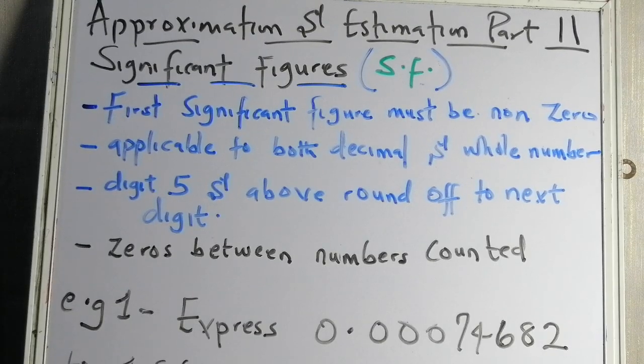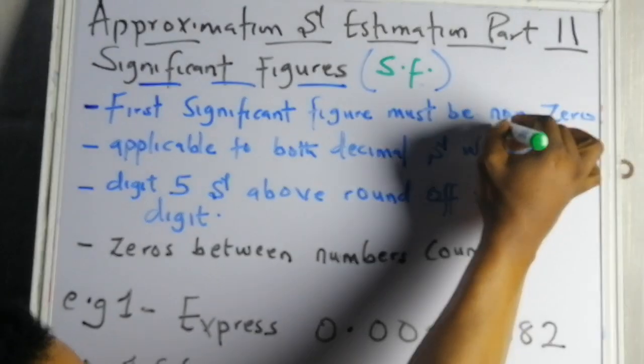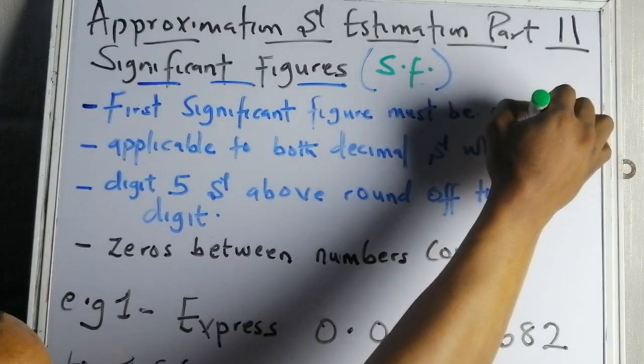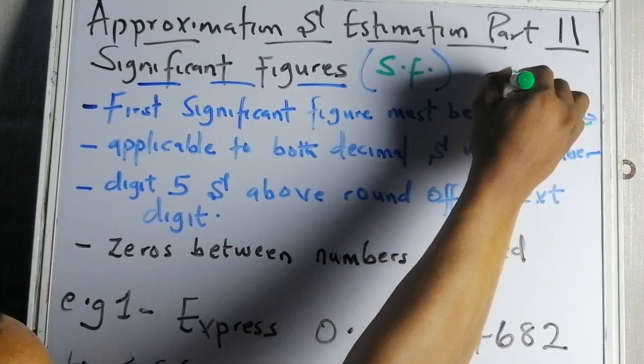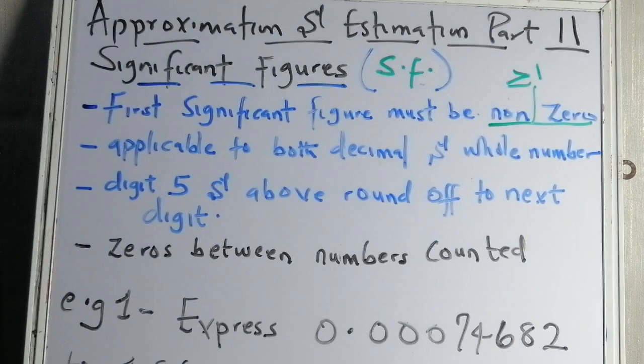What do I mean by non-zero? It means it can be just from 1, greater than or equal to 1. So that is the meaning of non-zero, greater than or equal to 1. That is 1, 2, 3, 4, 5, and so on.